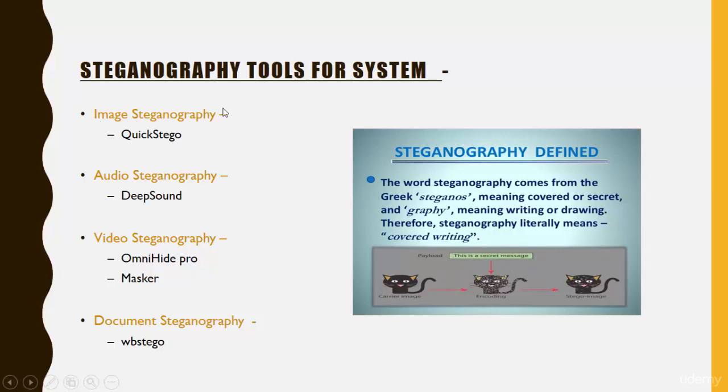If you want to do image steganography, you can use the QuickStego tool. You can download it from the internet. For audio steganography, you can download DeepSound. For video steganography, you can download OmniHide Pro Masker. For document steganography, you can download WbStego. These are the tools you can use in your system to hide something behind them.